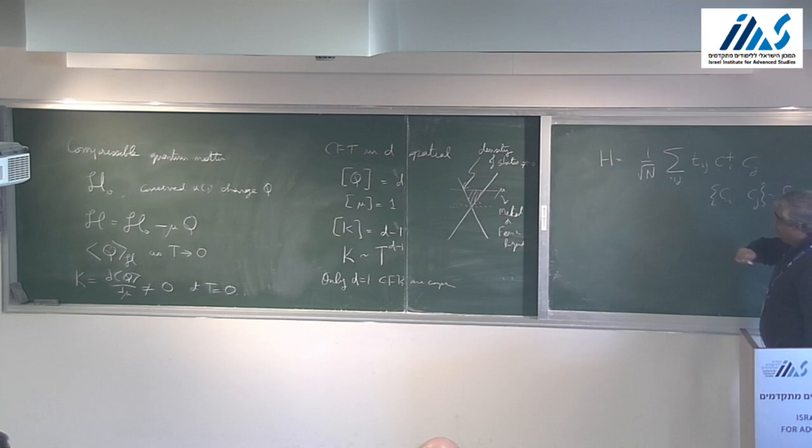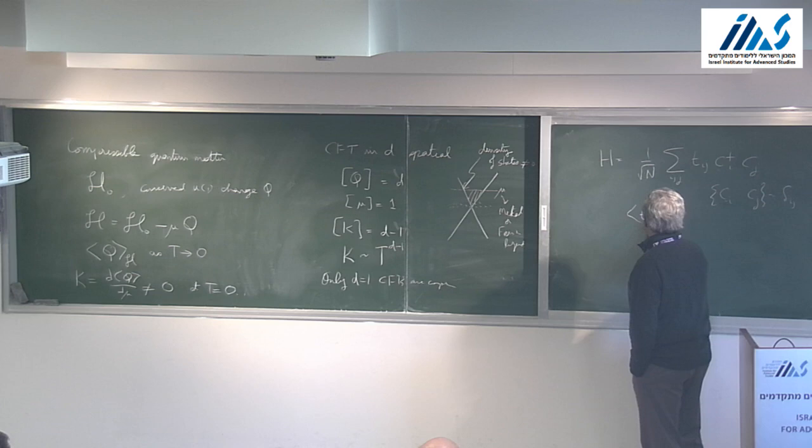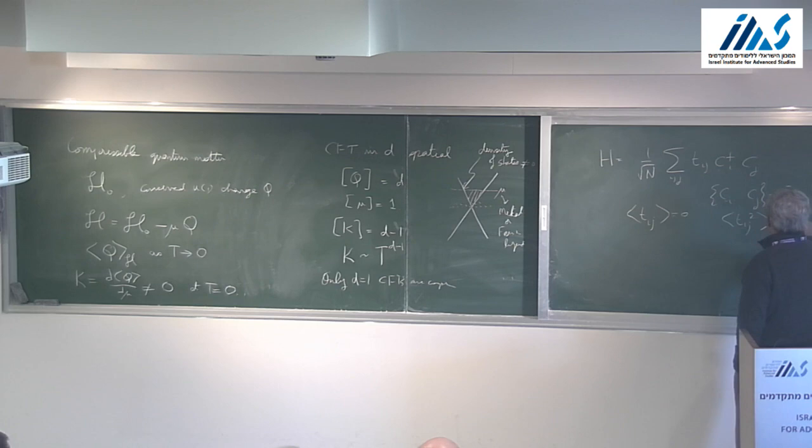So suppose the t_ij are just random numbers, with mean 0, and t_ij squared is some t naught squared. Okay, so this then becomes a random matrix model. Just t_ij is random, I'll take it to be complex. So it's a random Hermitian matrix. And again, there's a huge amount of work done on random matrices.